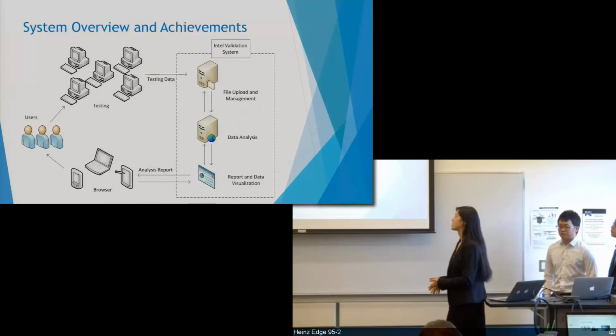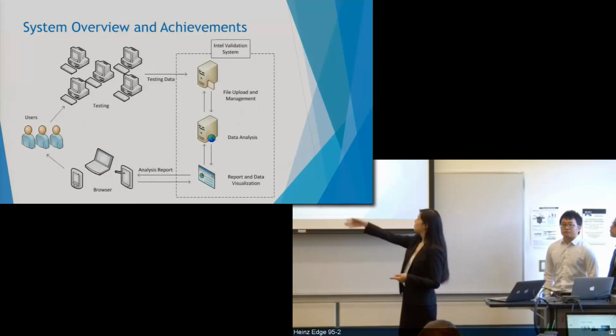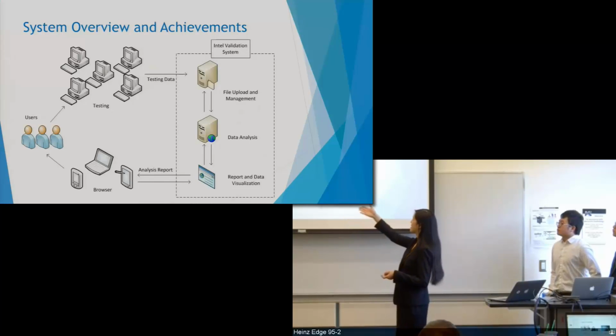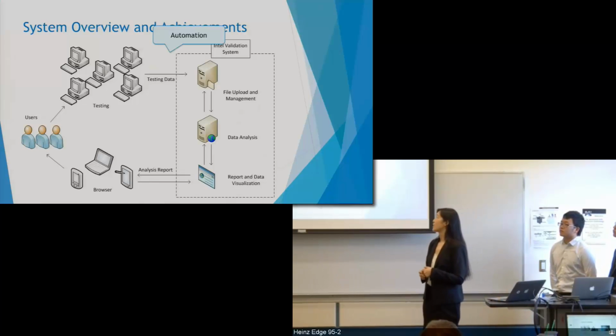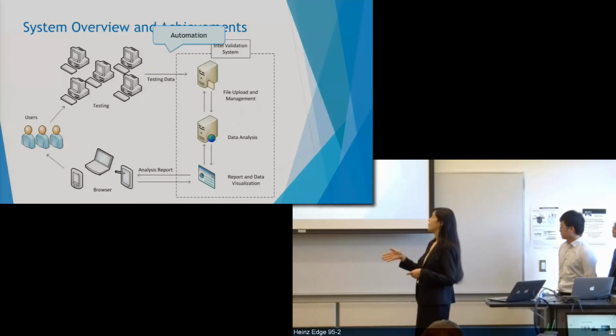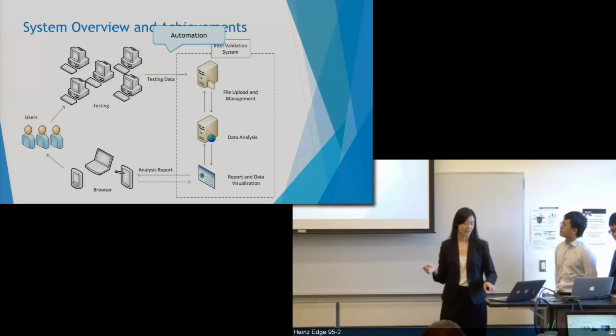Here is a system overall, and we can see it is a loop of the workflow. The users test and do the analysis and see the results. Here we can see our achievement we made during this project. The first one is automation. After the file uploaded to the system, as I have said before, that everything after that will be triggered automatically.